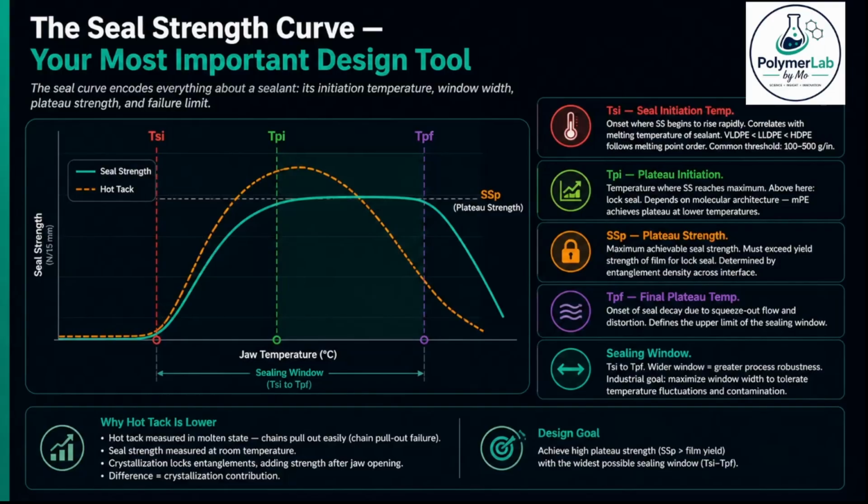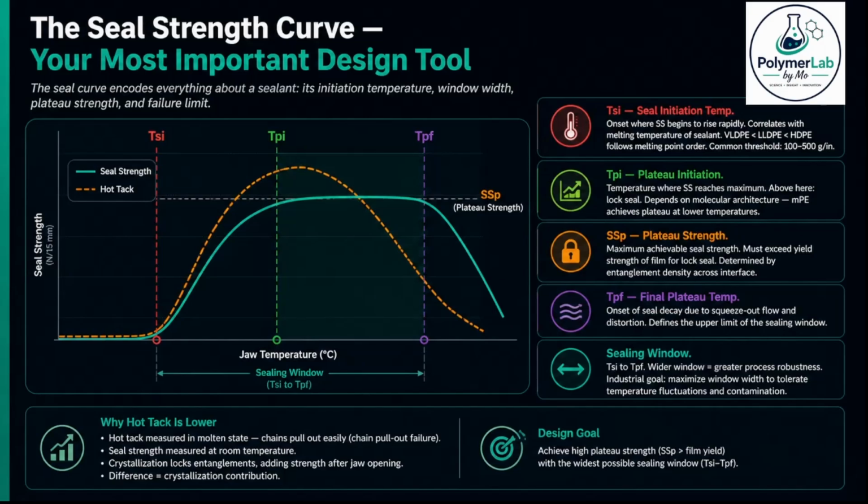At low jaw temperatures, when we are here on the diagram, the interface temperature never reaches the melting point of the sealant. The chains cannot diffuse. Seal strength is essentially zero. This region is below the seal initiation temperature, TSI.